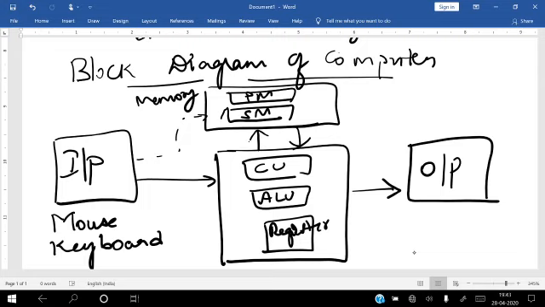Now, the next part is your memory unit. What is a memory unit? Memory unit is a unit which stores the data and programs before processing as well as after processing.